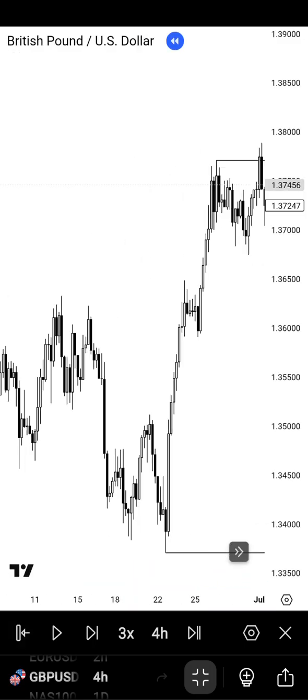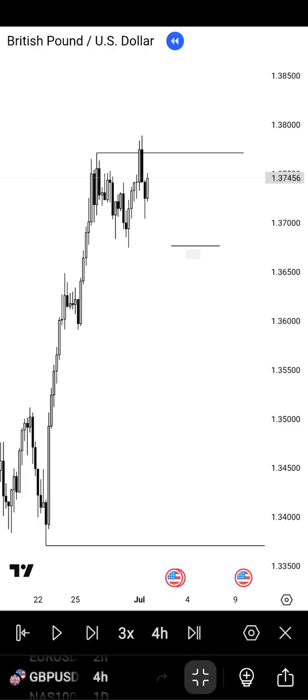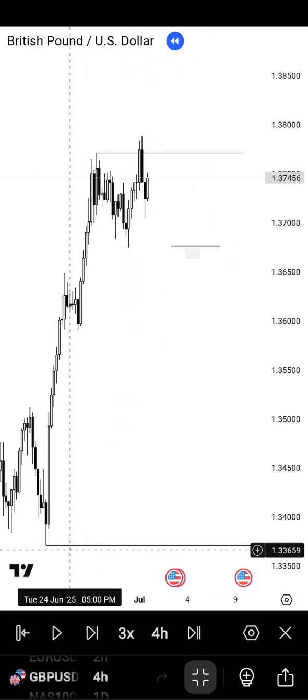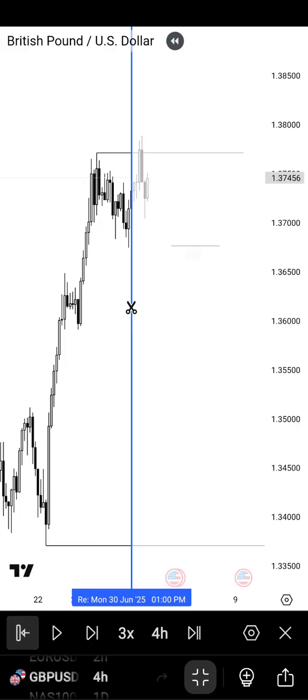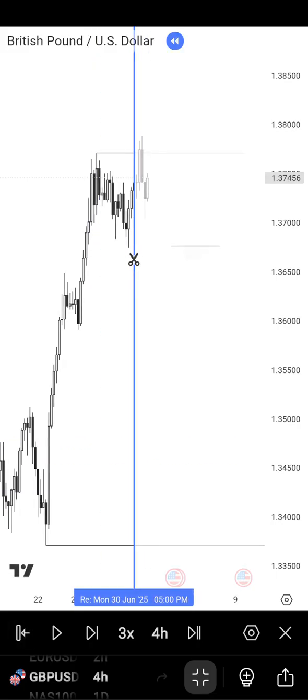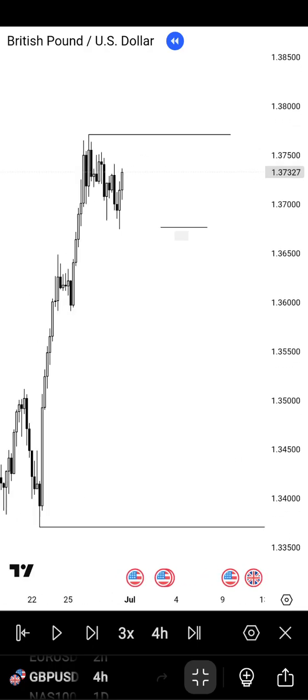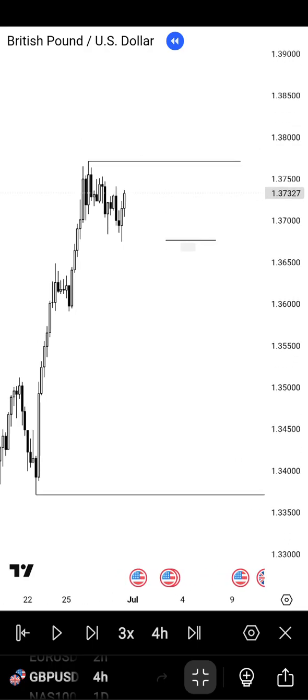So this is what our range looks like. We have the range high and we have the range low, right? So before it's purged, our CRT looks like this, right? There is a clear defined CRT high and a clear defined CRT low.